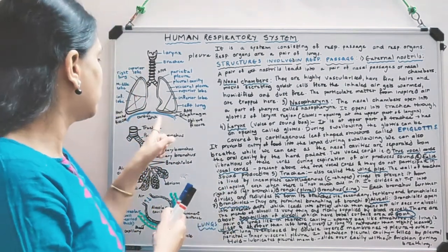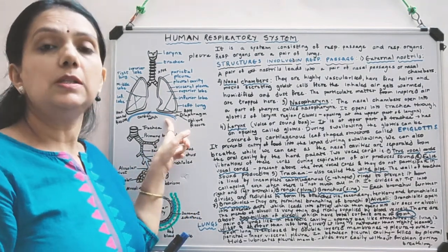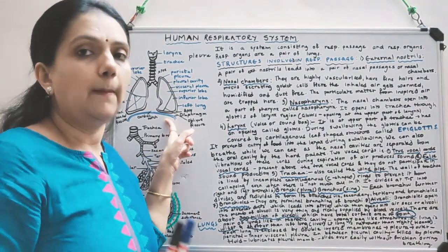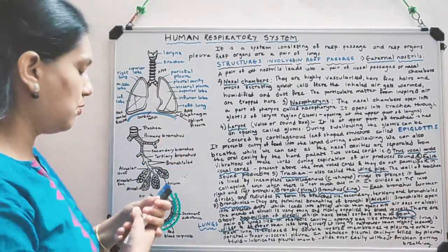So lungs are enclosed in the thoracic cavity, and between the thoracic cavity and the abdominal cavity there is a structure called the diaphragm, and this diaphragm is useful in the mechanism of breathing. So you have to remember diaphragm over here.